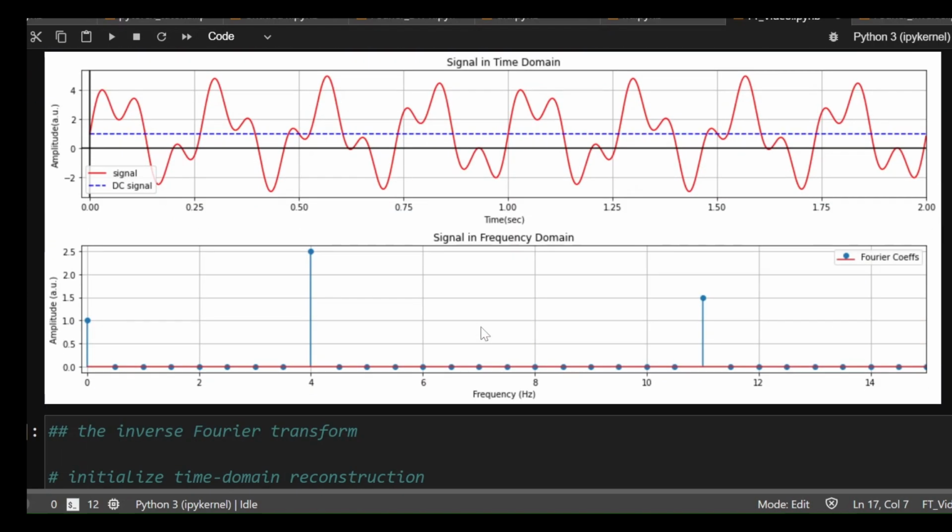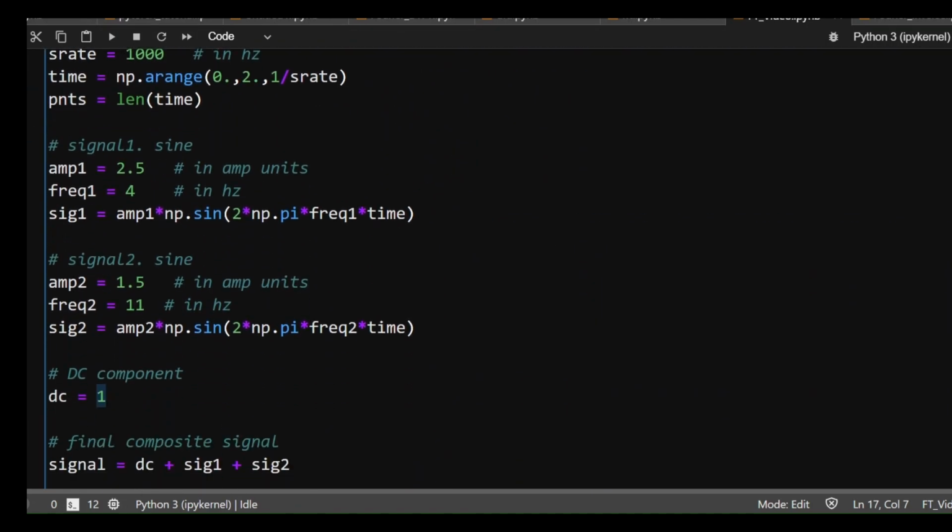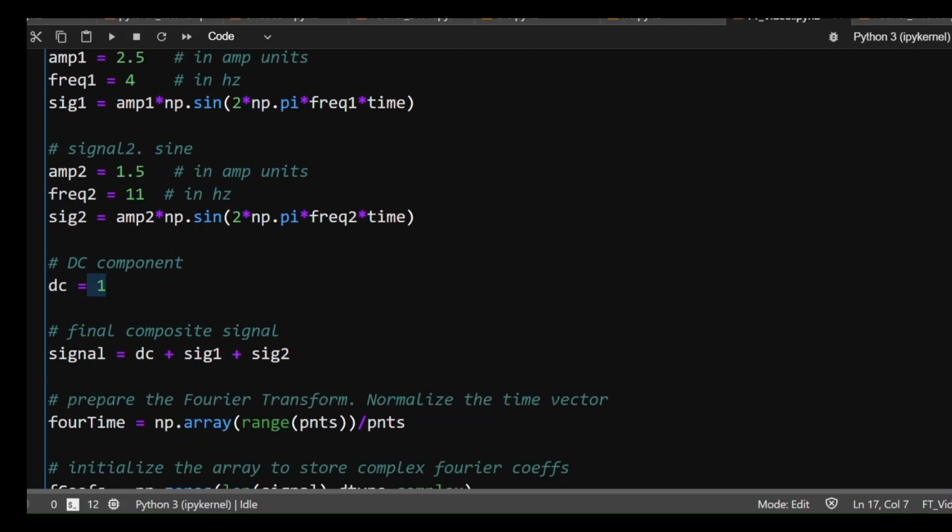When I take the dot product between the original signal and the complex oscillator, I'm able to recover my DC component. Now this x-axis is in Hertz. I have an amplitude of 1, which is equivalent to the DC component of 1. At 4 Hertz, I have an amplitude of 2.5, which is exactly the underlying frequency in this signal. And at 11 Hertz, I have been able to recover an amplitude of 1.5. So 2.5, 1.5, and 1, which is exactly what we have here: 2.5 at 4 Hertz, 1.5 at 11 Hertz, and 1 at DC.